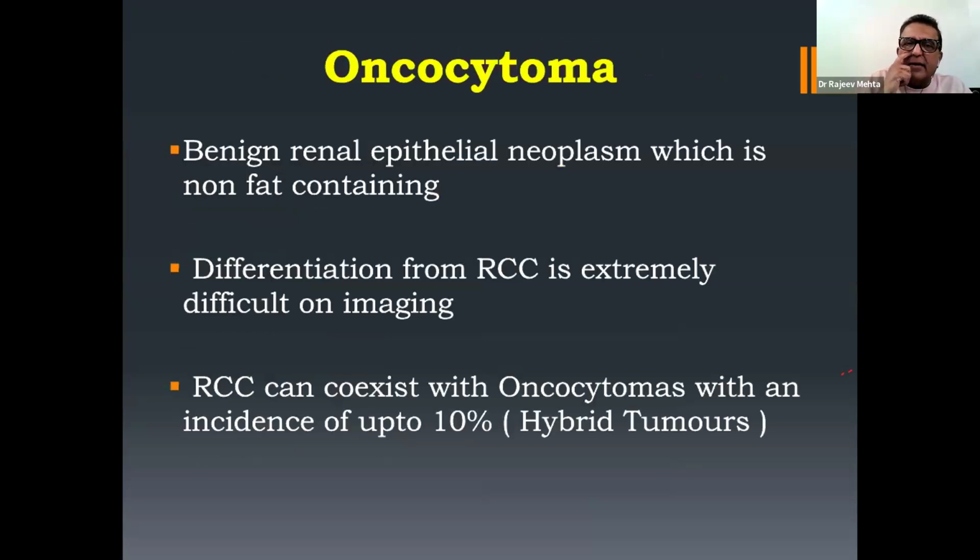Now, oncocytoma is a benign renal epithelial neoplasm which is non-fat containing. Differentiation from RCC is extremely difficult on imaging because both can look alike. RCC can coexist with oncocytoma with an incidence of up to 10%, which we call hybrid tumors.